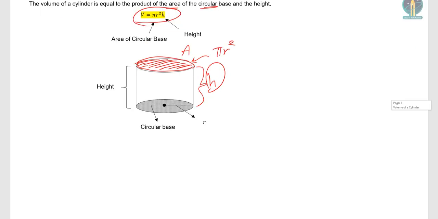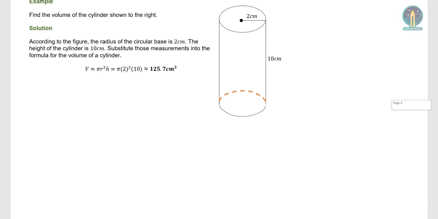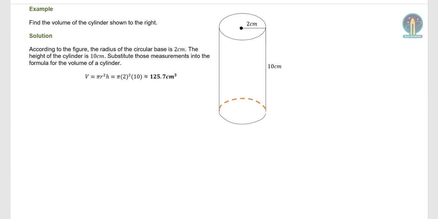Very straightforward. Let's look at an example of this. Find the volume of the cylinder shown to the right. The radius is 2 centimeters, the height is 10 centimeters. According to the figure, the radius is 2, the height is 10. Substitute those measurements into the formula for the volume of a cylinder. So we have pi r squared h, and we just plug in and we get 125.7 cubic centimeters.